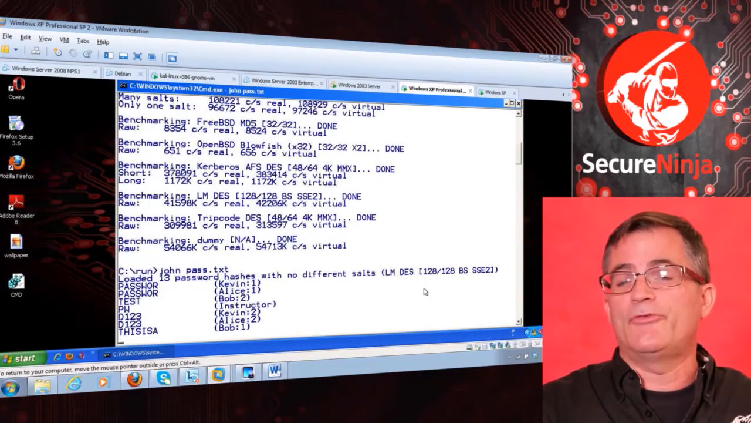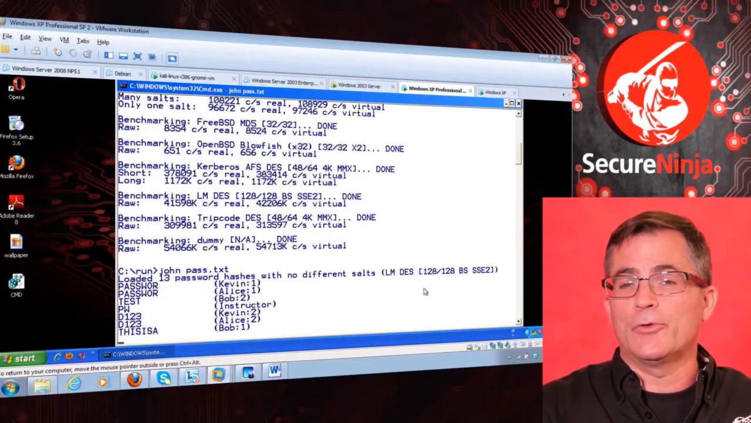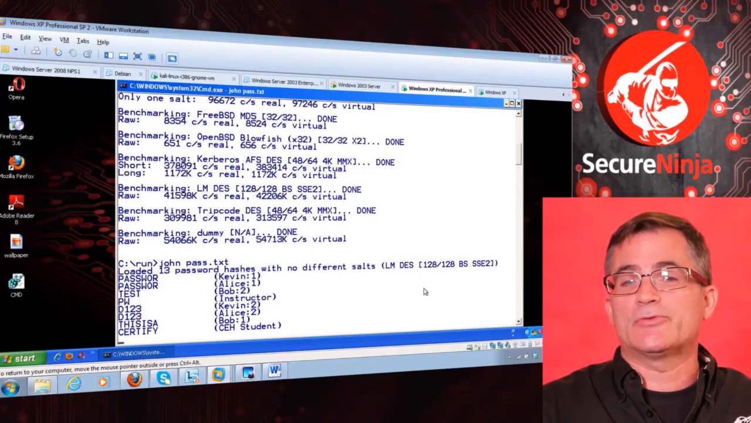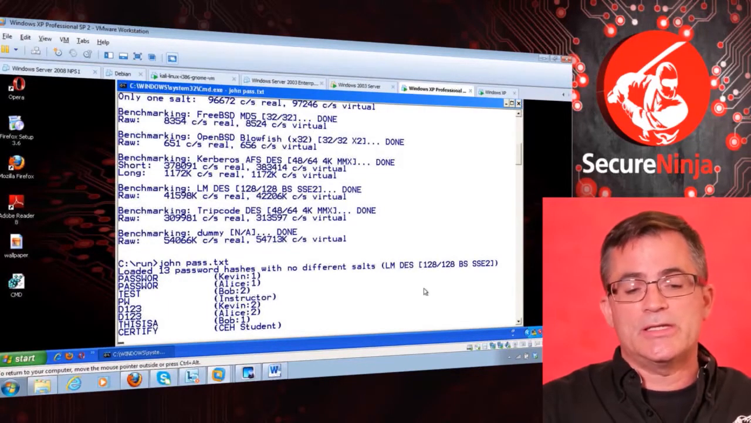And remember, it can be configured. So you can configure John the Ripper to start at the minimum password size. So if you know the minimum password size is, say, 8 characters, you can start at 8 characters. So as you see, it's going through.